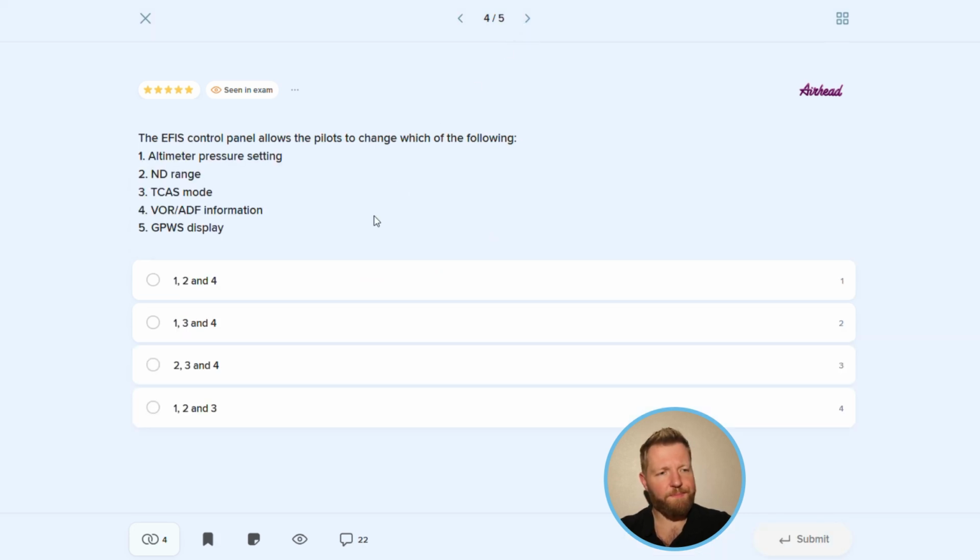Question number 4. The EFIS control panel allows the pilots to change which of the following: altimeter pressure setting, ND range, TCAS mode, VOR ADF information, or GPWS display.